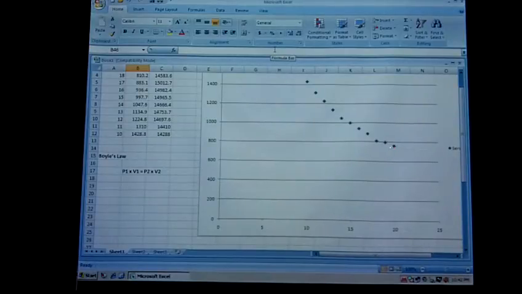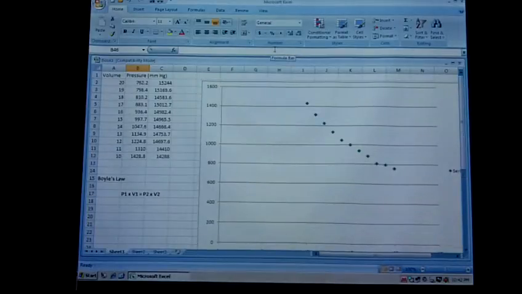As I decrease the volume, notice the pressure is increasing. As I decrease the volume, the pressure is increasing. As one goes down, the other goes up. We call that an indirect relationship. And this is essentially the same experimental data that was obtained by Charles Boyle in 1660. In other words, volume and pressure are inversely related.